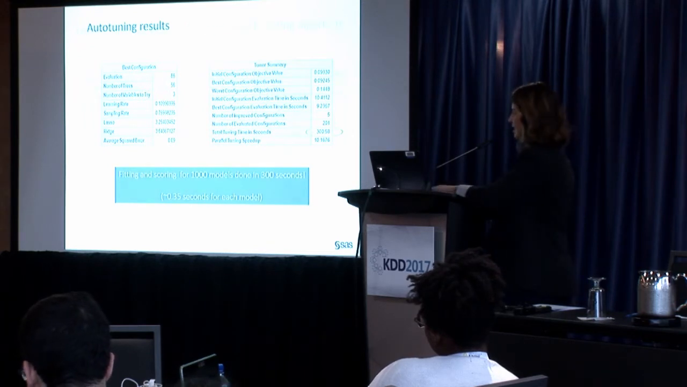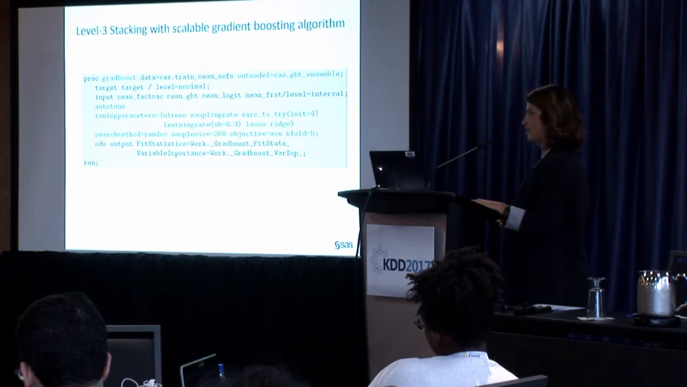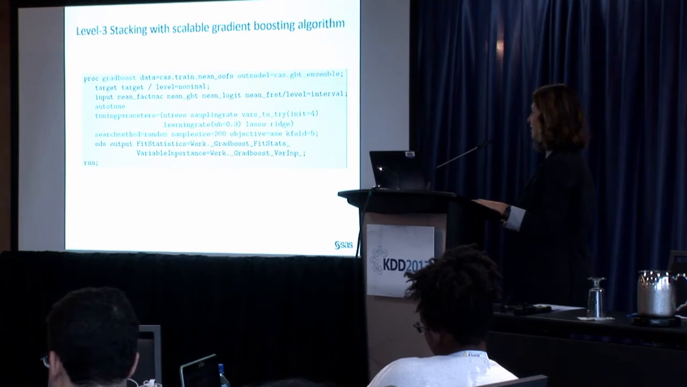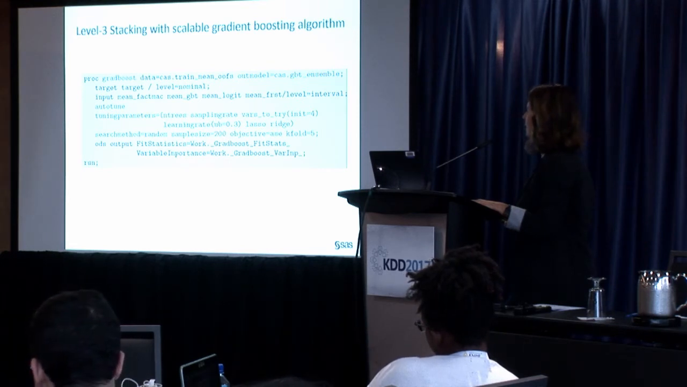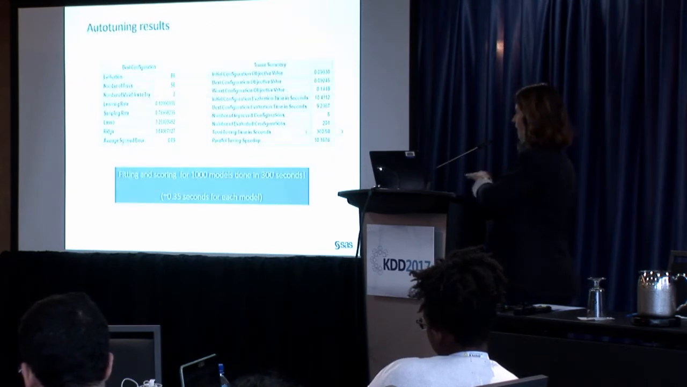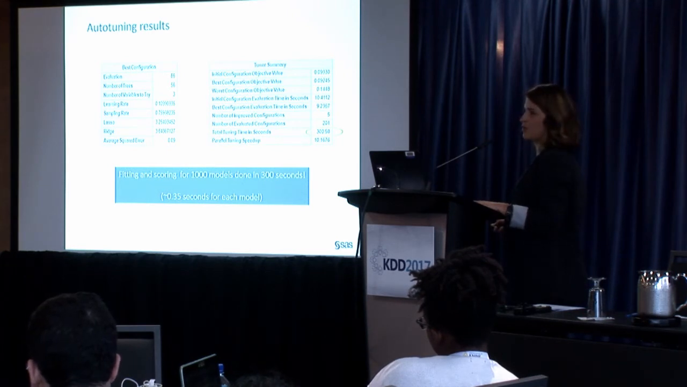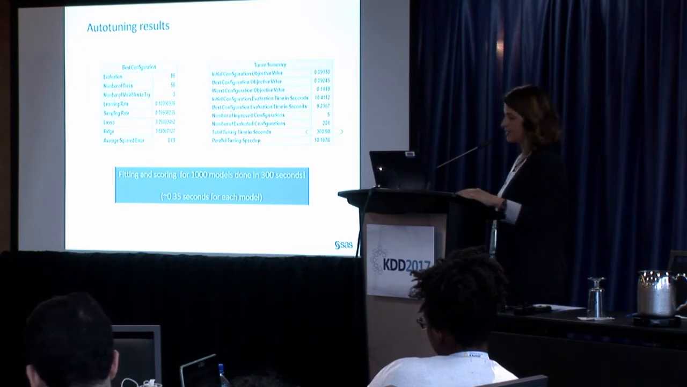So you might think that I just fit one model here, but I actually fit 1,000 models. So I searched for 200 different hyperparameter settings by using 5-fold cross-validation. So it means 200 times 5, 1,000 different models are fit and scored in 300 seconds. This means fitting and scoring one model is a fraction of a second, so it's very fast.